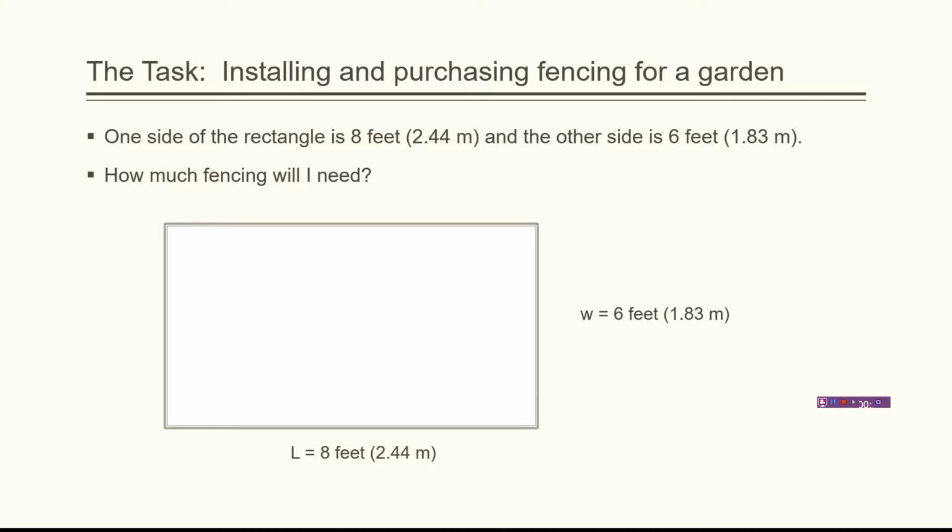Alright, so if we start out, this is our task: we have a garden and it's in the shape of a rectangle as we have shown here. One side, the length, is 8 feet or 2.44 meters. I'll just work in feet. And the other side, the width, is 6 feet or 1.83 meters. My job is I want to find out how much fencing I will need. So many of you recognize the fact that since I want to know how much fencing is needed, I will need to find the perimeter.